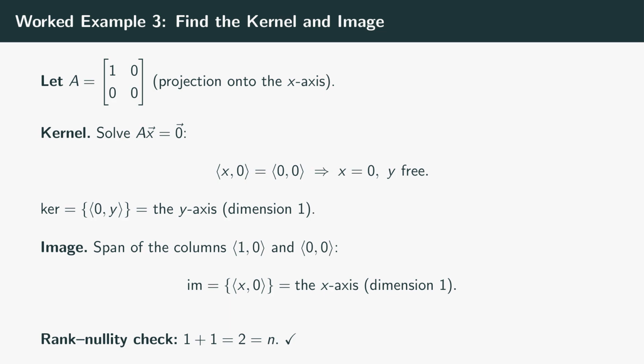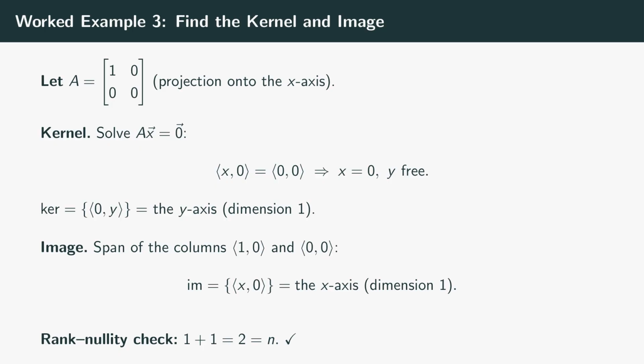Y, that is the entire y-axis, a one-dimensional subspace. That makes sense. Projecting onto the x-axis crushes the whole vertical direction down to nothing. Now the image, which vectors can the map produce? The image is the span of the columns, which are (1, 0) and (0, 0). That span is all vectors of the form (x, 0), the x-axis, also one-dimensional. The map can only ever output points on the x-axis.